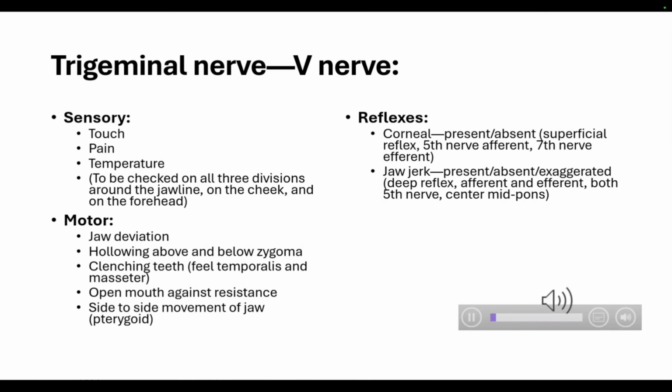Now this slide brings us to cranial nerve 5, the trigeminal nerve. Sensation is checked across all 3 divisions, forehead, cheek and jawline, for touch, pain and temperature. For the motor component, look for jaw deviation, muscle wasting and teeth clenching. We finish with the corneal reflex and the jaw jerk. We will practice these exact sensory boundaries in our next practical session.